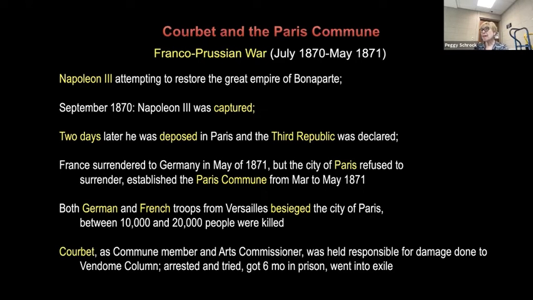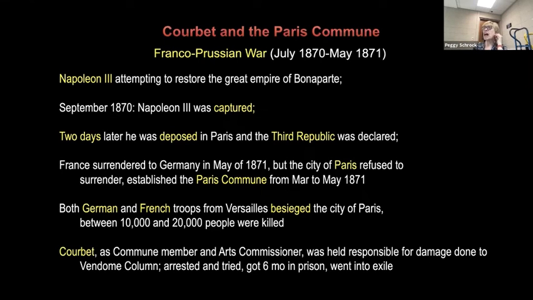Courbet is part of that commune. He's in the city. He is a socialist. He was made commissioner of the arts. And he was warned that he was personally responsible for all the art in Paris. And one of the acts of the communards, as they were known, was to pull down the Vendôme column. The Vendôme column is just this freestanding column in the city of Paris.